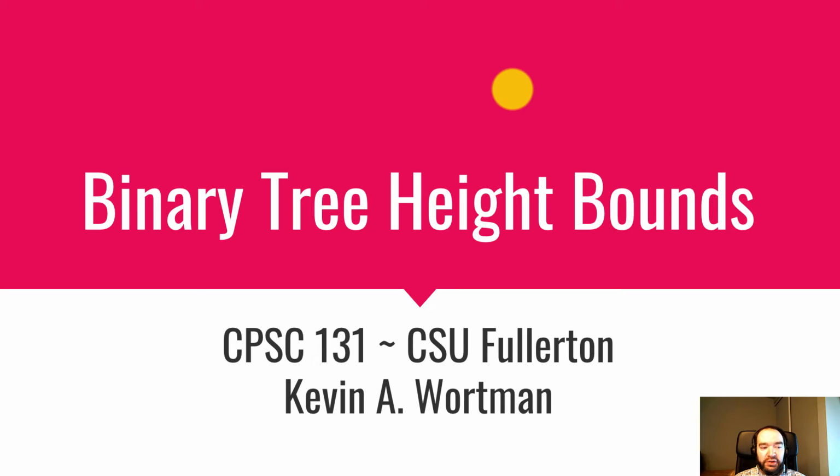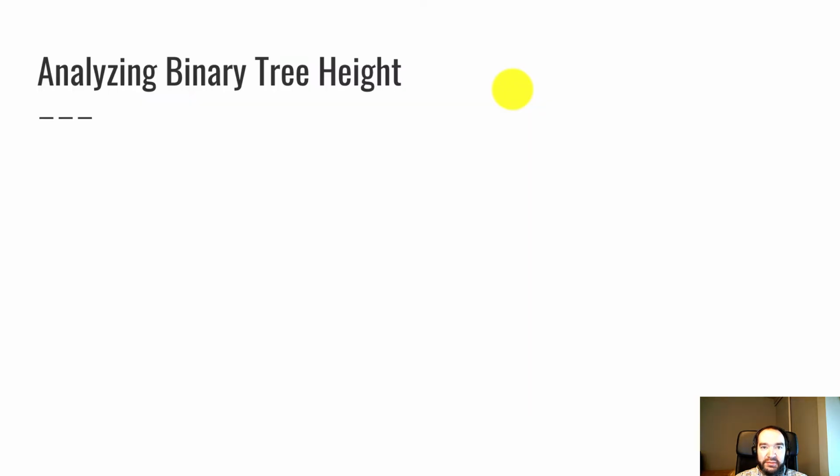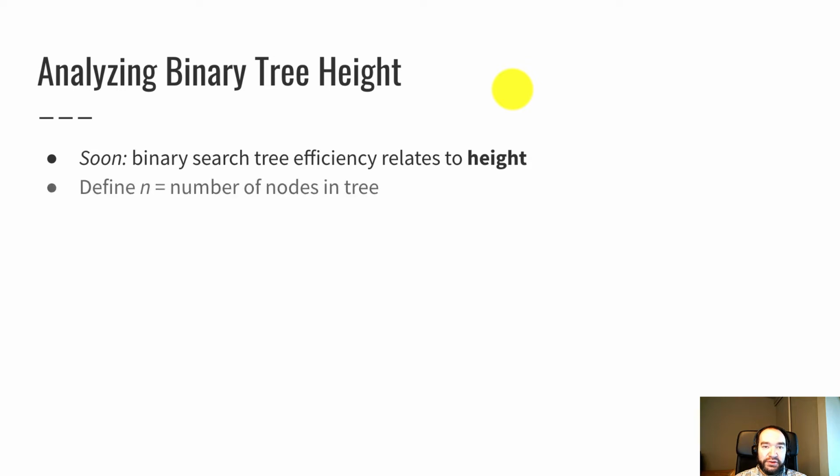Hi guys, this video is on binary tree height bounds. What we're going to work out is basically the minimum and maximum possible height of a binary tree. That actually is an important fact in analyzing binary search trees. So soon we'll see that the binary search tree data structure's efficiency is closely related to the height of the trees. So there's an important question: what is the height of these trees?